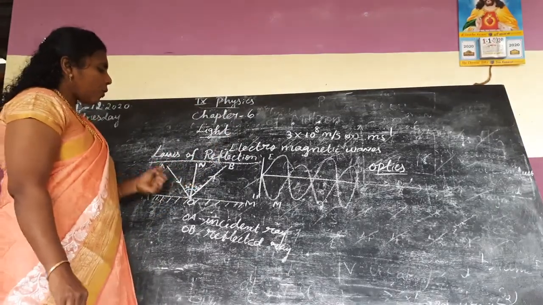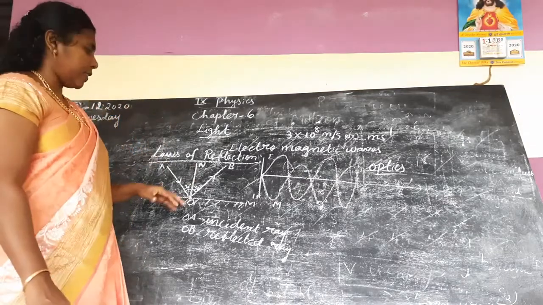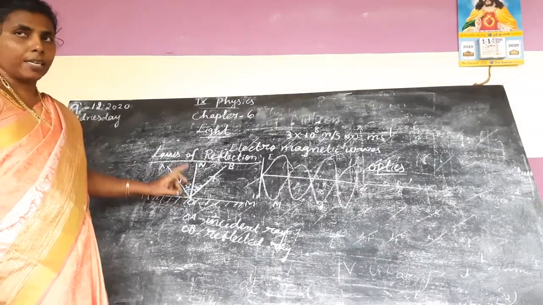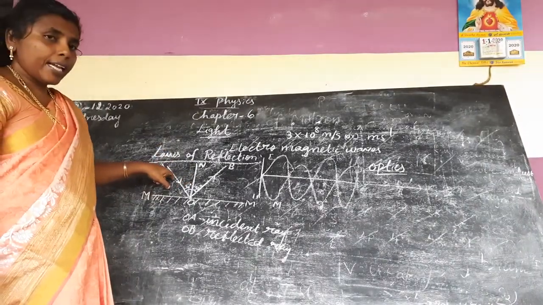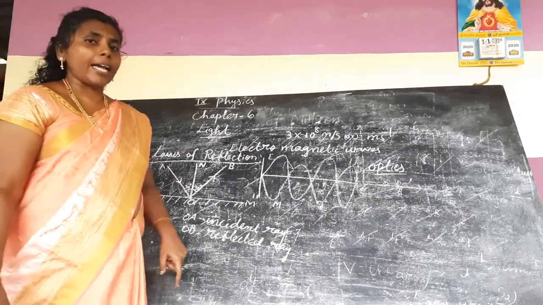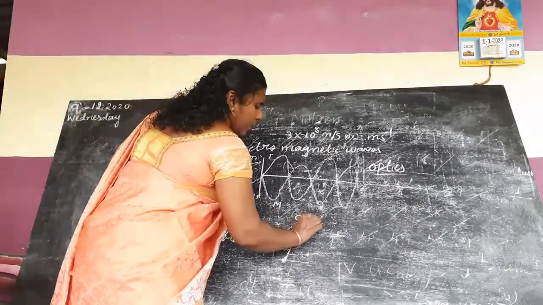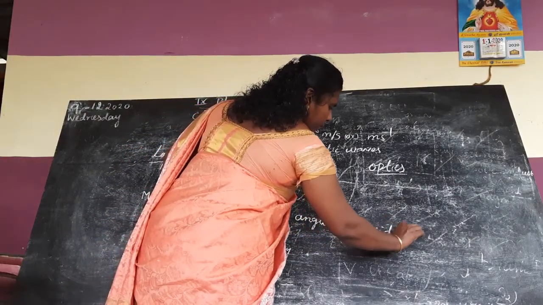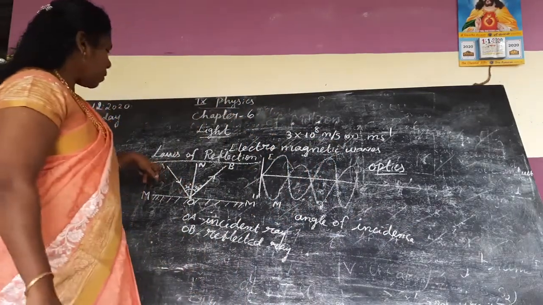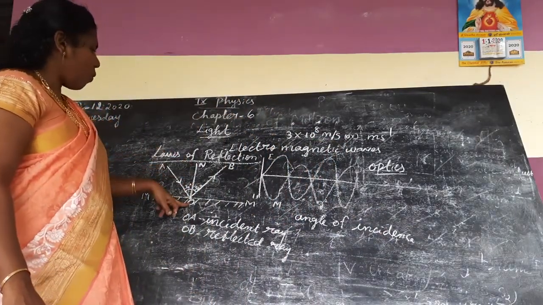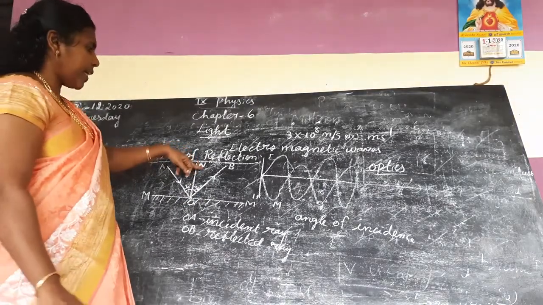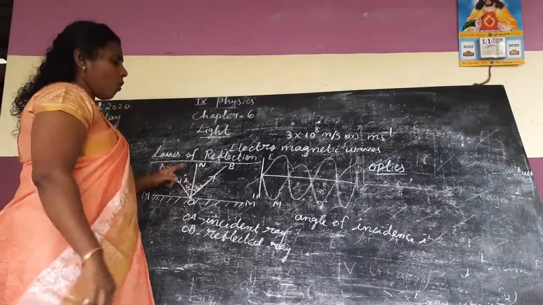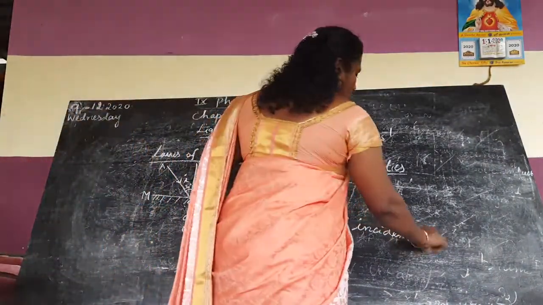So now we can learn what the angle of incidence is. The angle made by the incident ray and the normal is called the angle of incidence. This angle AON, the angle of incidence, is denoted by the letter small i. So we can write here small i. Angle of incidence is denoted by the letter small i.